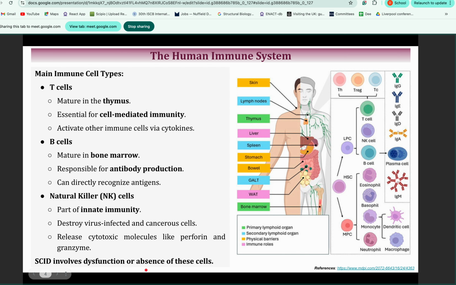And SCID involves dysfunction or absence of these cells. SCID is severe combined immunodeficiency, in which a severe effect on the immune cells has been observed. All these main immune cells which are responsible for fighting infection get compromised. They are either absent or they do not function properly in the case of SCID.